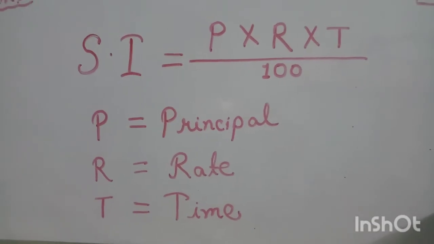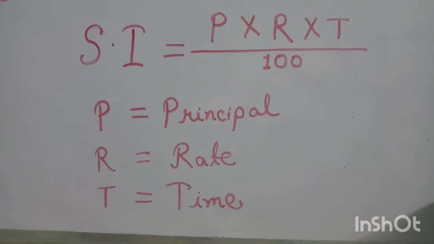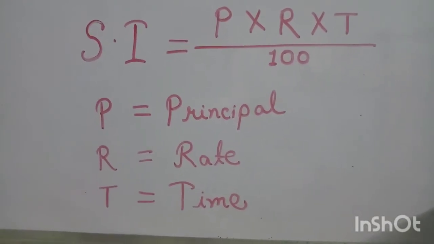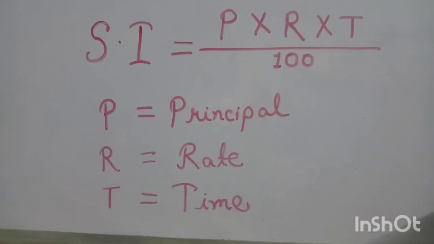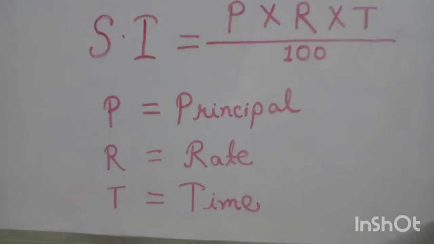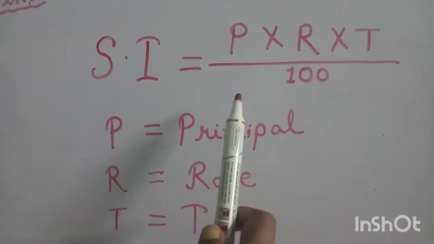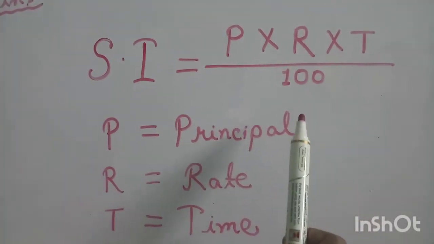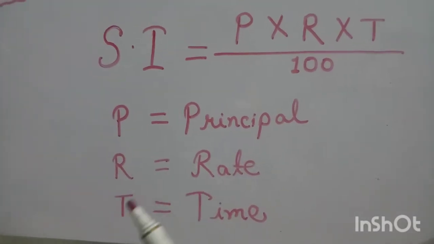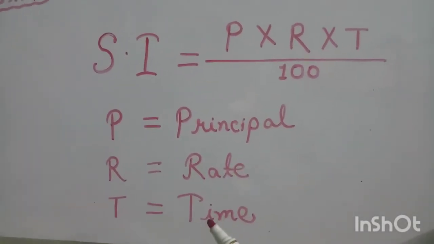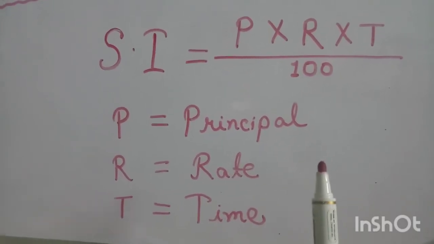So here I have noted down the formula for simple interest. As the name goes, it's actually simple. If you remember the formula, it is really easy to compute simple interest if the question comes in your question paper. Simple interest is equal to P into R into T by 100, where P stands for principal, R stands for rate, and T stands for time. We will apply this formula to solve a problem now.